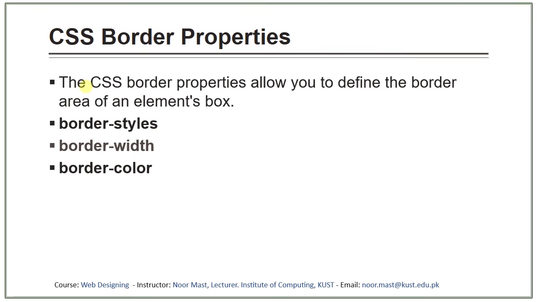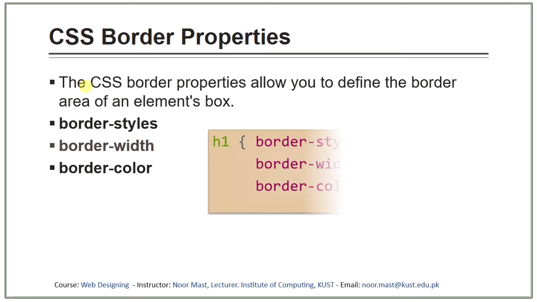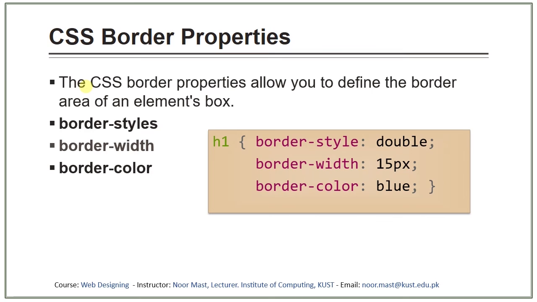Look at this example to show you how these mentioned properties should be used. In this example, we want to draw a border around the H1 element where the border style is double, the width, the thickness of the border, is 15 pixels, while the color of the border is blue.